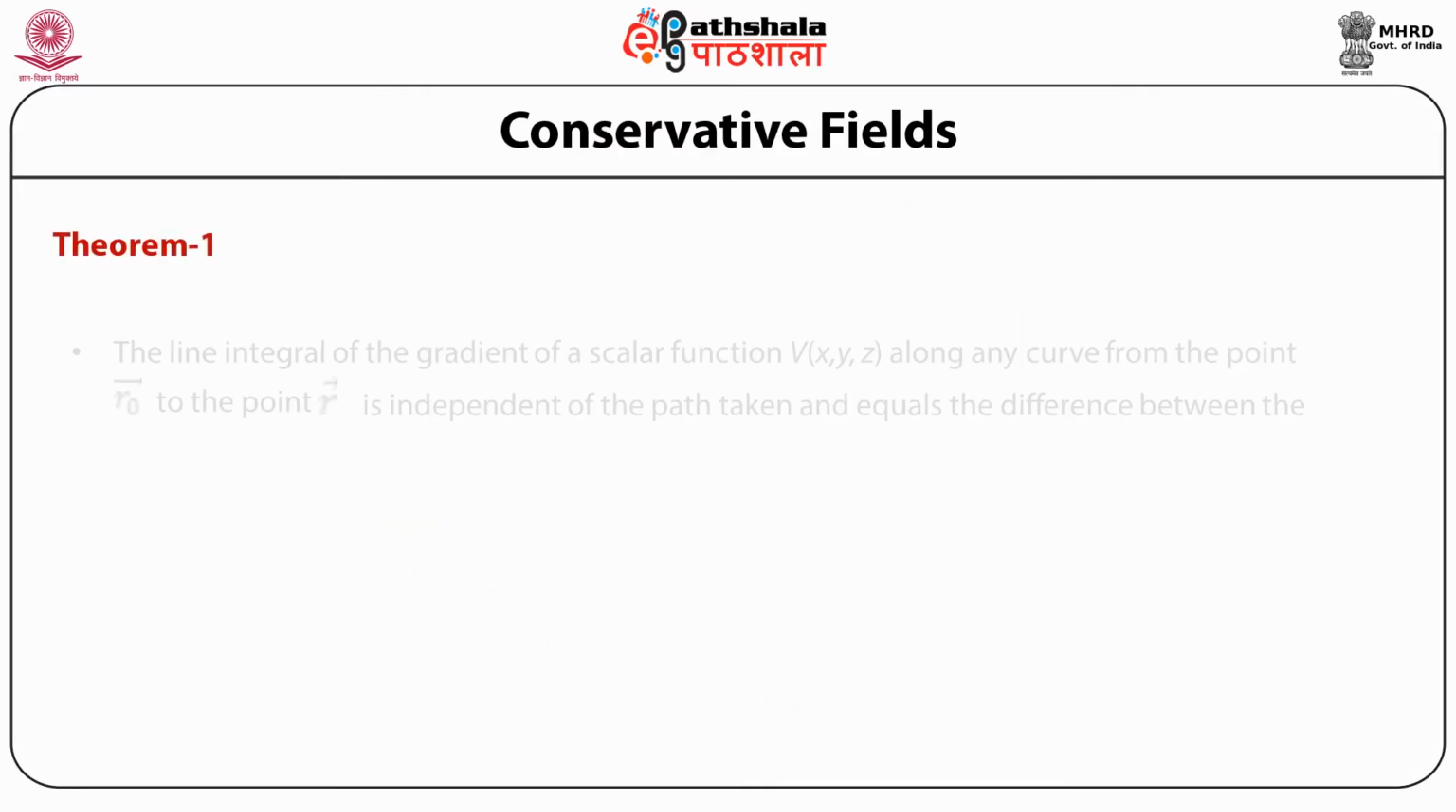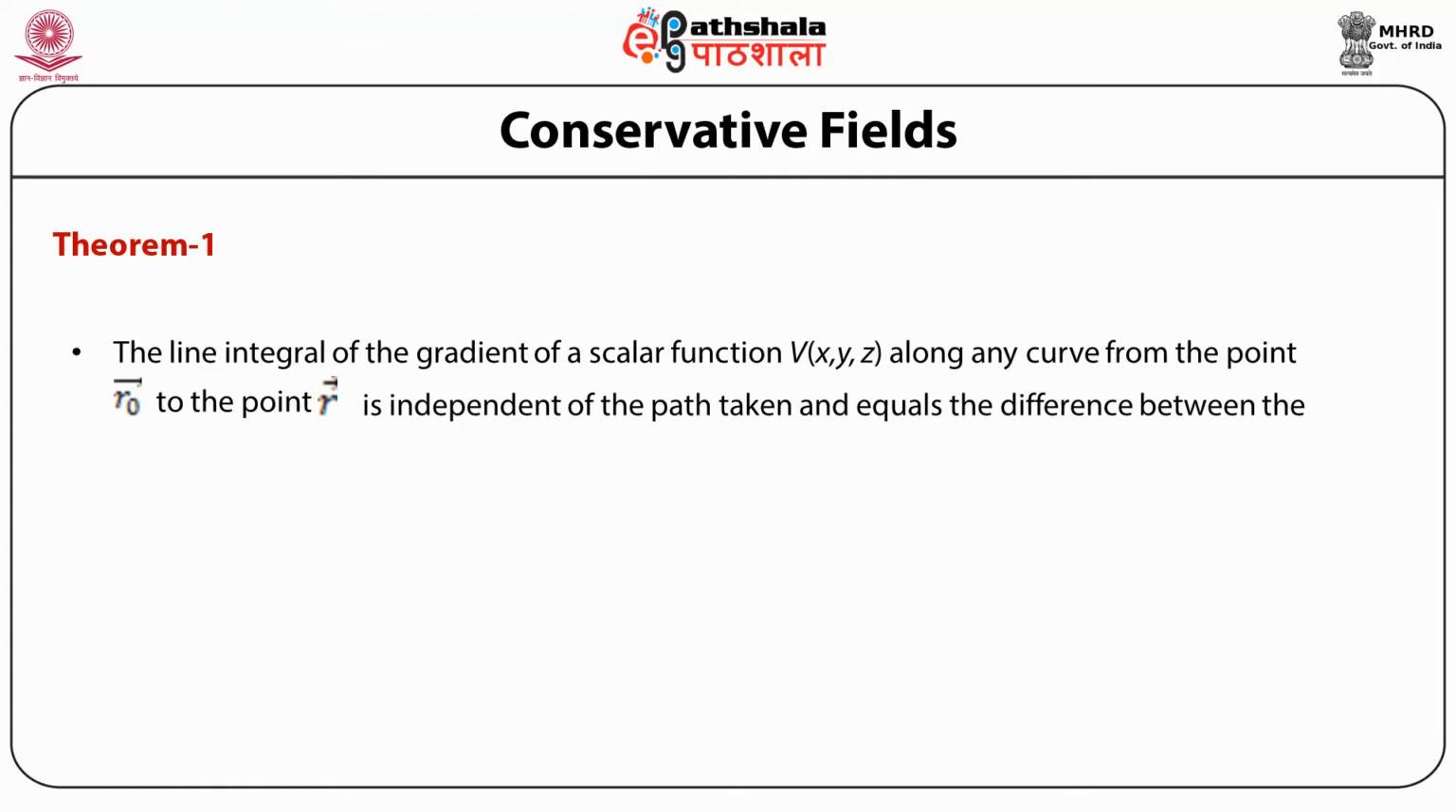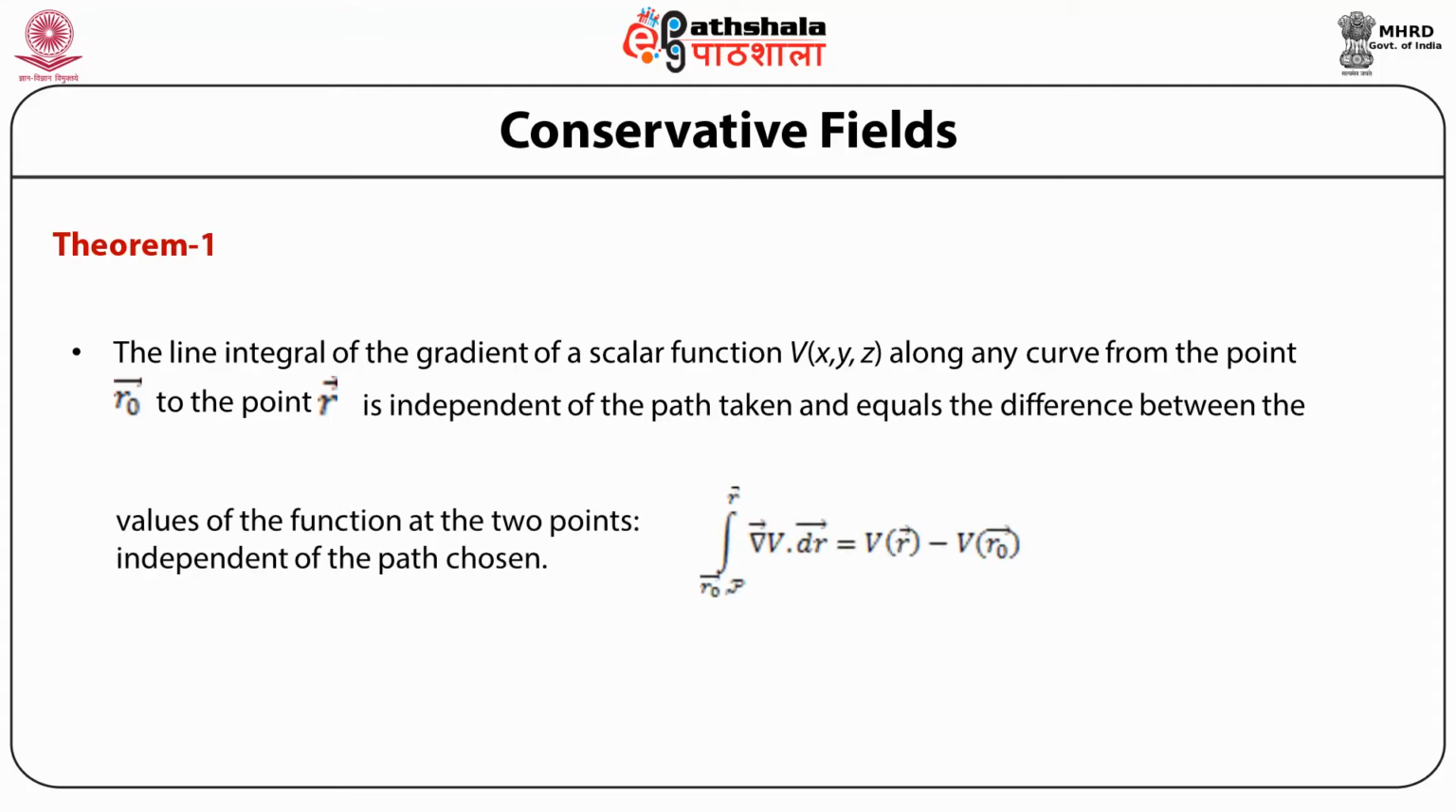Theorem 1. The line integral of the gradient of a scalar function V(x, y, z) along any curve from point r0 to point r is independent of the path taken and equals the difference between the values of the function at the two points. That is, the integral from r0 to r of ∇V·dr equals V(r) - V(r0), which is independent of the path chosen.